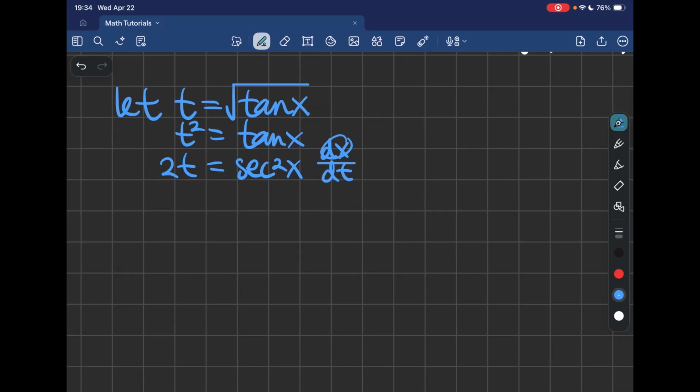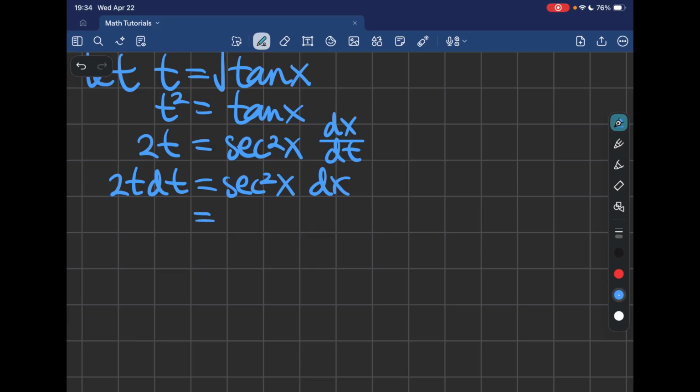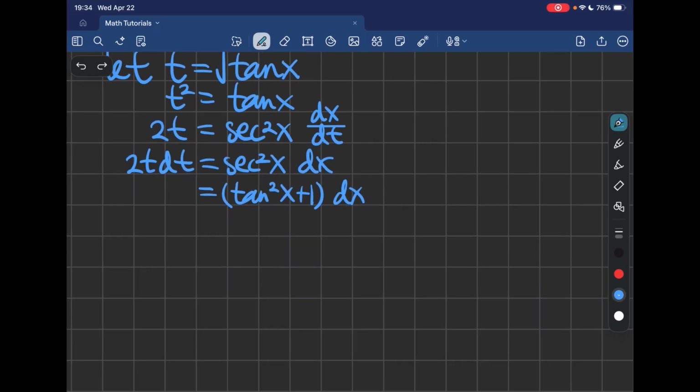Now, since we want to isolate dx ultimately, let's move dt to the other side. Now we have secant squared x times dx. Well, remember that from trigonometry, we have secant squared x equals tan squared x plus 1, times dx. So why am I doing this? That's because if we isolate dx right now, we have this thing as the denominator on the other side, but that's still trig, and we don't want trig anymore in our integral. So we are trying to replace that with some kind of variable.